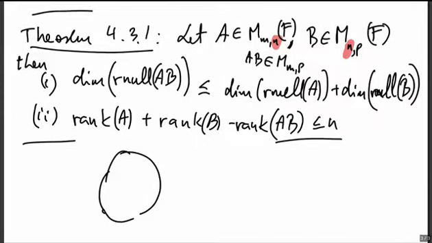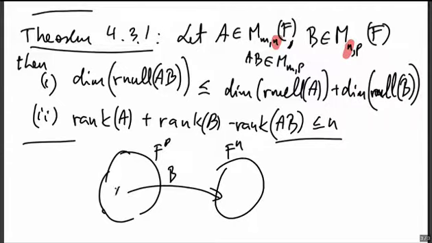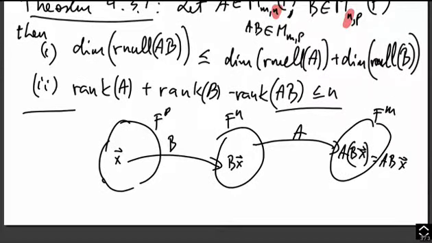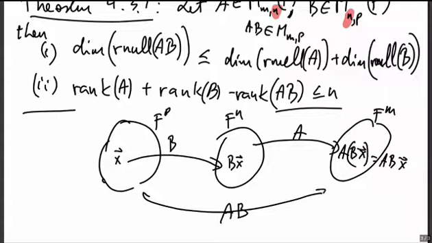So first of all, B is a multiplication that goes from p into n. So this is Fp and this is Fn. And if you have an x vector, then Bx will be in Fn. And then once you are there, then you can apply A to it to get ABx, which is the same as AB times x. And then this is in Fm. So what we get is that this AB multiplication actually goes from p to m dimensions.